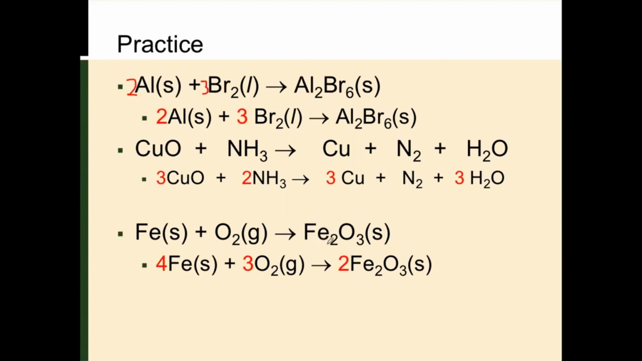So our iron, there's 2 irons, so that means we'd need 2 irons here. And then 3 oxygens, so that means we would need 1.5 oxygens. The problem is we can't have 1.5 oxygens. So we'll multiply through by 2 on everything. So that goes to 4. And then this goes to 3. And then this goes to 2. Like that. And that's how we balance that equation. And then I'll leave the one in the middle for you, the copper oxide reacting with ammonia to give copper, nitrogen, and water.